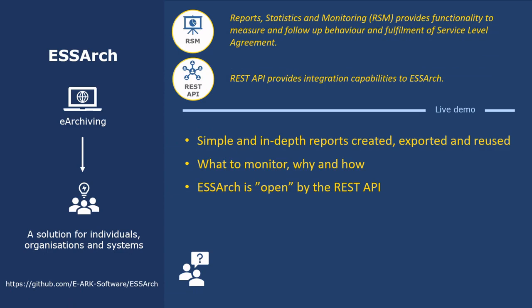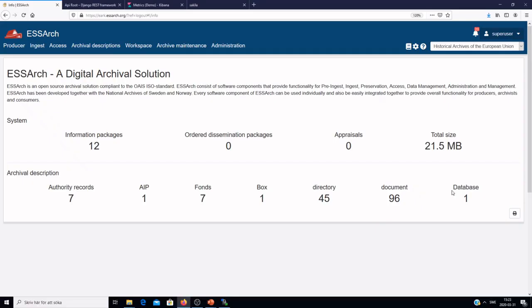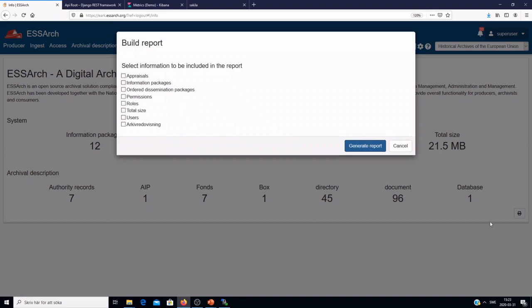So in this next section, we are going to have a look at reporting, statistics, and monitoring of ESSArch. We're also going to have a quick look at the REST API. So from the user interface, we have some basic reporting functionality where we could create print reports of appraisals, information packages, roles, the total size of the archives, users, and this one that is obviously not translated, which says archival descriptions, arkivredovisning in Swedish.